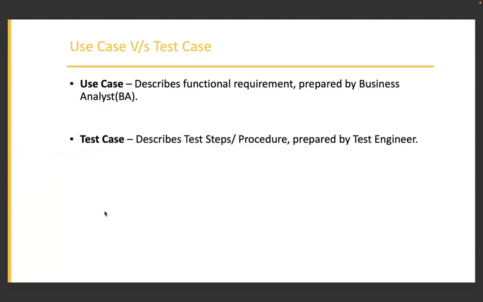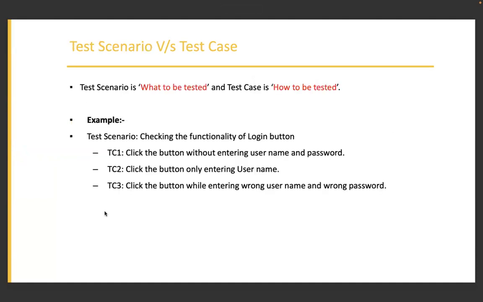A test case is nothing but a description of the steps and procedures prepared by the engineer. A use case was the functional requirement prepared by the business analyst. Nowadays, we call that person a product owner or scrum master, guys. What's the difference between a test scenario and a test case? A scenario is what to be tested and a test case is how to be tested. That's the major difference between a scenario and a test case, guys.